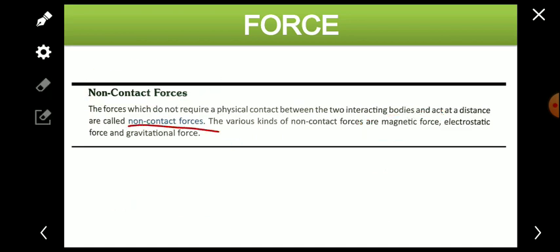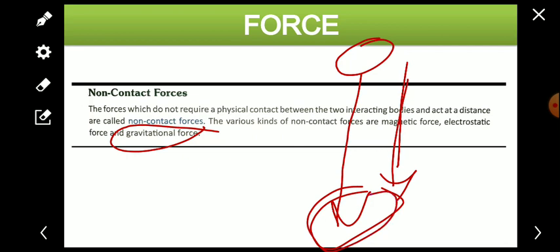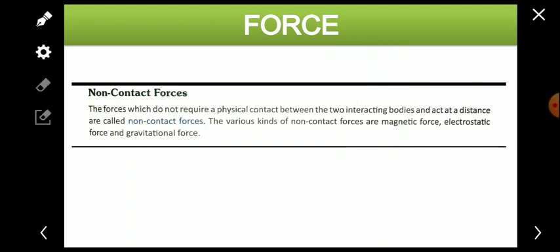Non-contact force. Gravitational force: suppose anything is left from here, then it will fall on the ground. It means the earth attracts the object. The earth has applied force on the object, even though it was not in contact with the earth. So which force has acted here? Non-contact force. Many examples are there. Electrostatic force: about this also we will learn what the electrostatic force is.